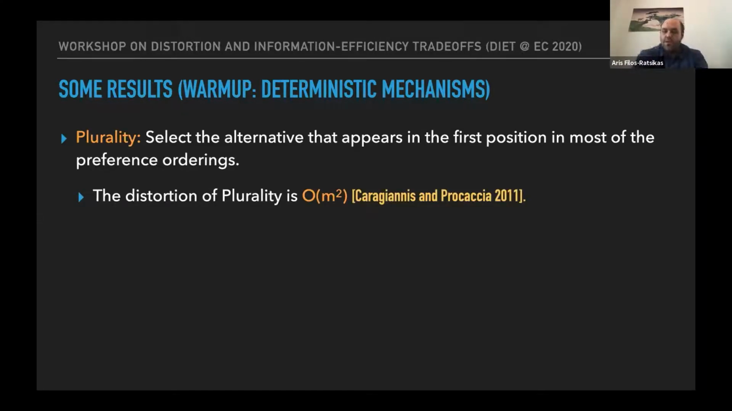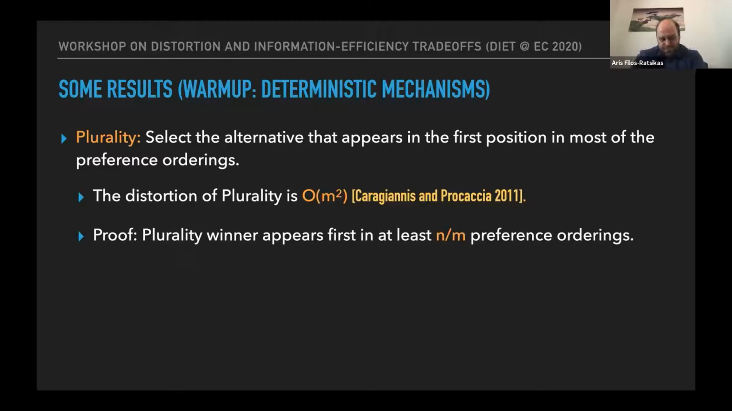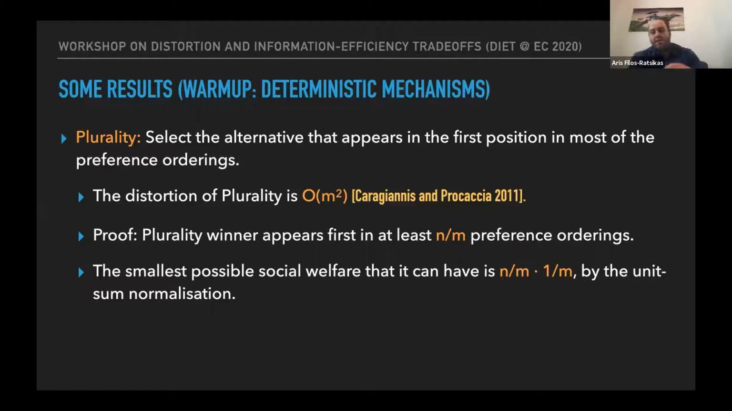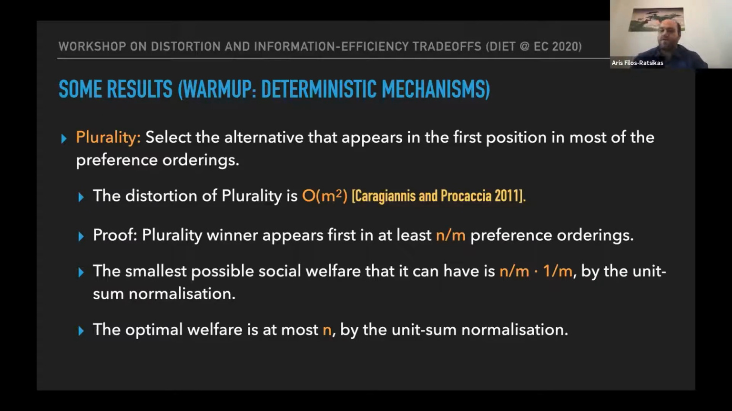plurality. The upper bound on the distortion of plurality is asymptotically m², where again, m is the number of alternatives. This is fairly easy to see because the plurality winner, by definition, appears in the first position in at least n over m preference orderings of the agents. Then let's try to find the smallest possible welfare that it can have. Because it appears in some first positions, for those positions, the smallest value that you can assign is 1 over m. This follows from the unit-sum normalization. You cannot make the first position less valuable than this. At the same time, because we have unit-sum normalization, there is an upper bound on the optimal welfare as well, and this is n. If you put the numbers down, then you get this bound.